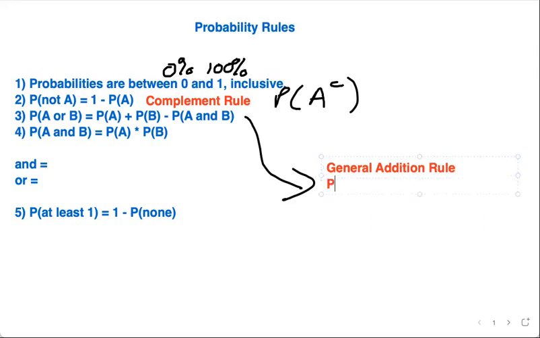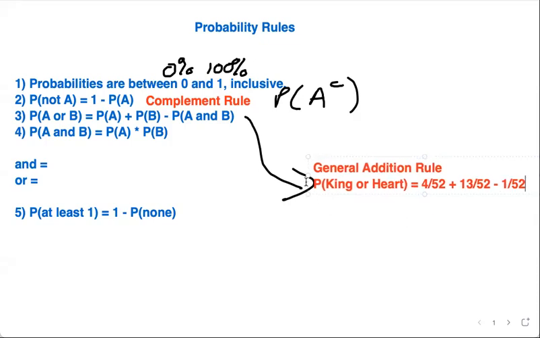So if I asked you, for a deck of cards, what's the probability of getting a king or a heart overall? Well, then that would be how many kings are in a deck, and it turns out there's 4 out of 52. How many hearts? There's 13 out of 52. But you double counted the king of hearts. So you've got to subtract what is in common overall. And that's the setup for the general addition rule.